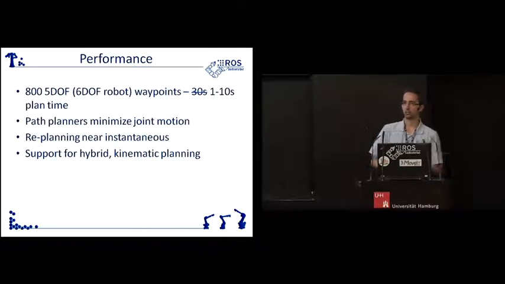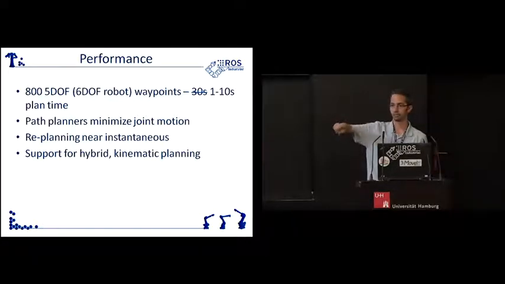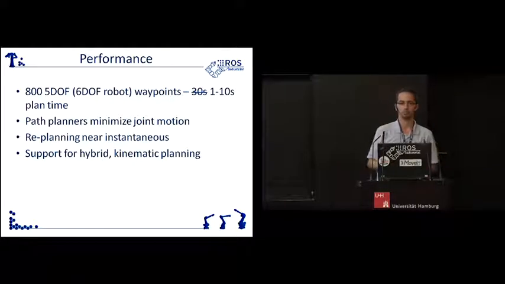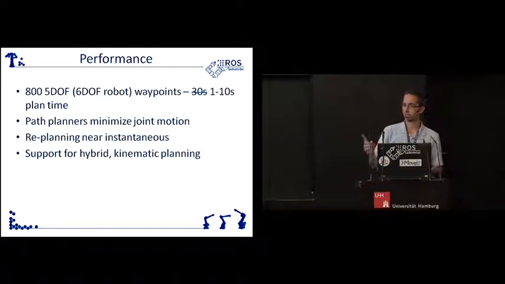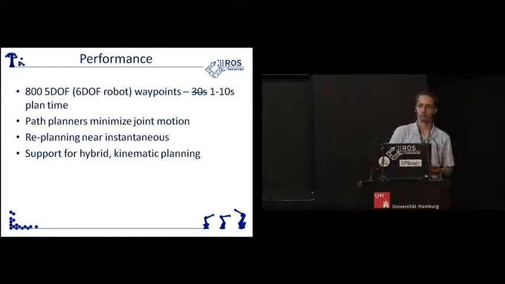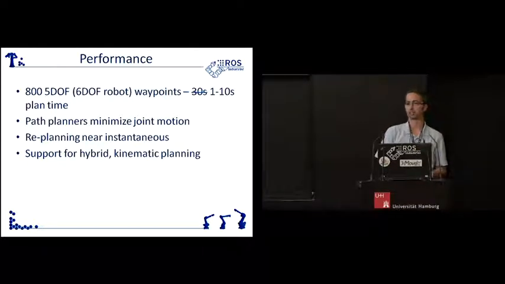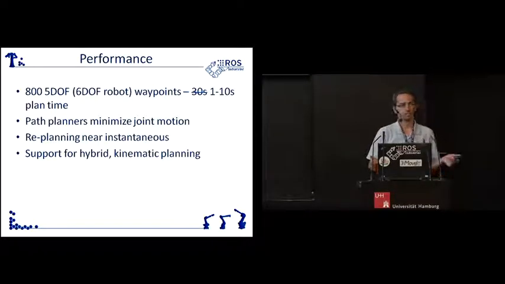So when we first did this, that path for a routing operation, as you might imagine, is a 5 degree of freedom path. But we had a 6 degree of freedom robot. So that meant we had at least one degree of freedom that we could play with. And when we first did this project, we solved an 800-point path in 30 seconds, which is not horribly fast, but for the project we were working on, it was good enough.